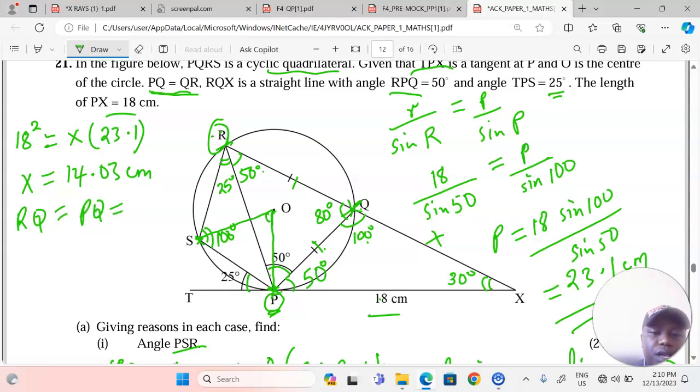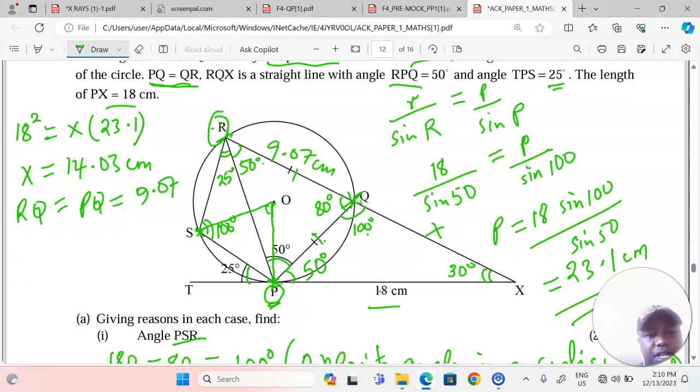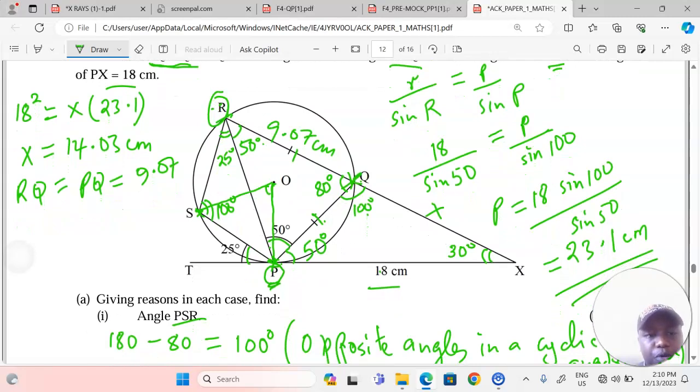Now, when x is 14.0, it means length RQ, which is equivalent to PQ, is going to be 23.1 minus 14. This is going to be 9.07. Therefore, the length here is 9.07 centimeters, while the outer length is 14.03, so that the total becomes 23.1.